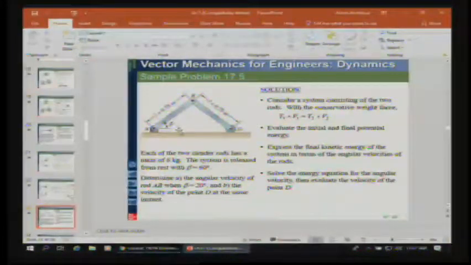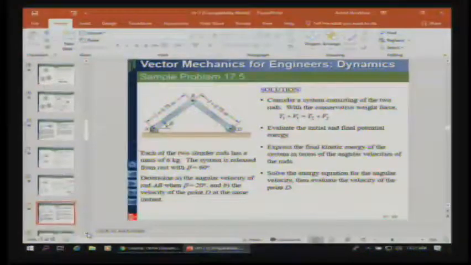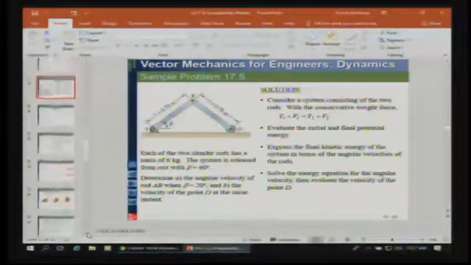So as that folds down and goes from a high of 60 degrees down to a low of 20 degrees, it will be rotating through there. It's not going to stop or anything. And we want the velocity of point D at that exact same instant. The interesting thing about D here, when you do your analysis, is that D is going to be constrained.